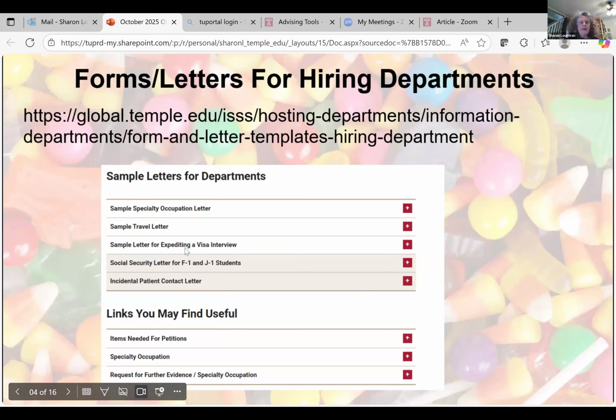And also all the sample letters are here. And we just added this one. It's an incidental patient contact letter. So if you are bringing in anyone who will be a J1, and who will have incidental patient contact, that has to be signed by the dean of the medical school or the dean's designee. And links that you may find helpful are down here.